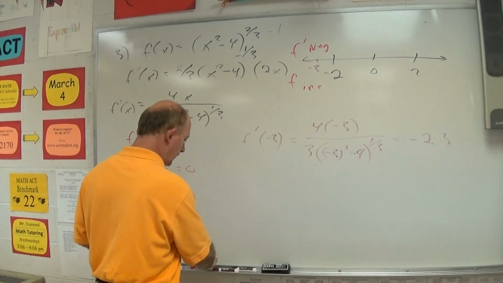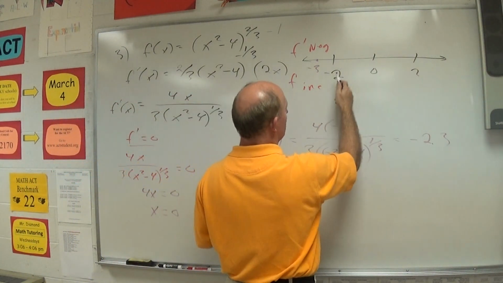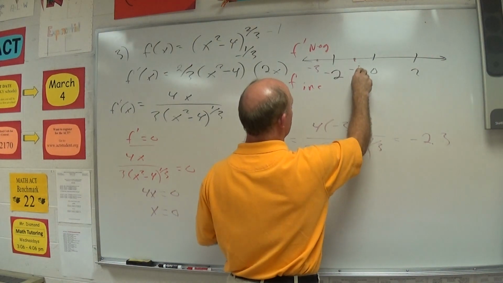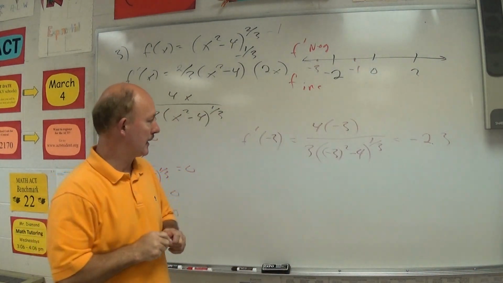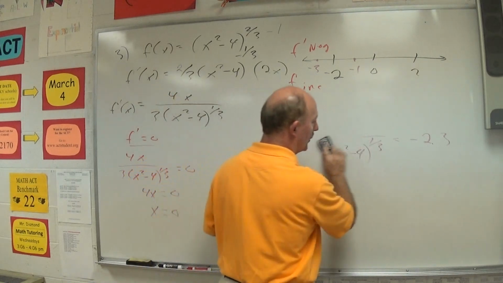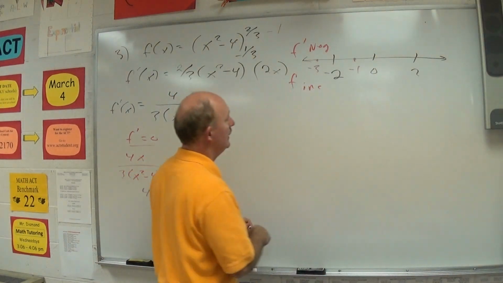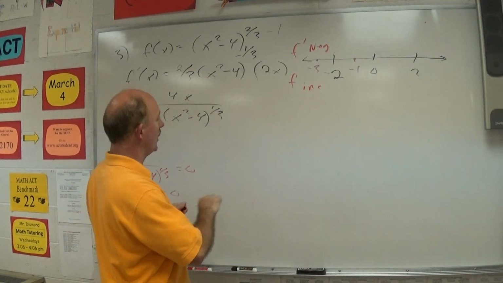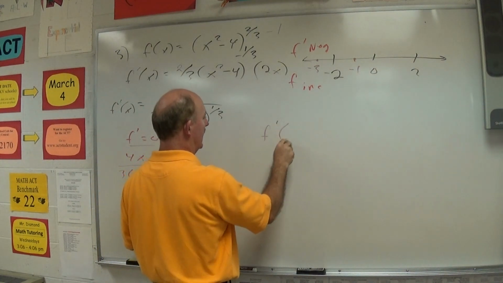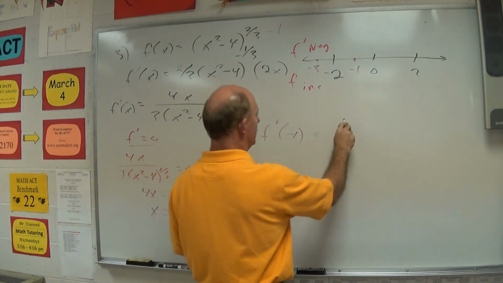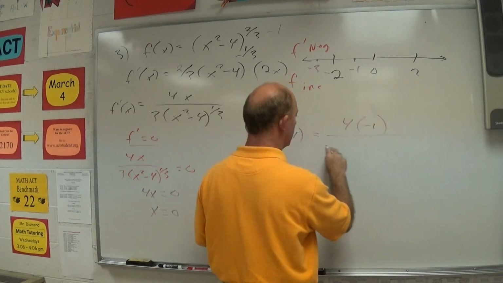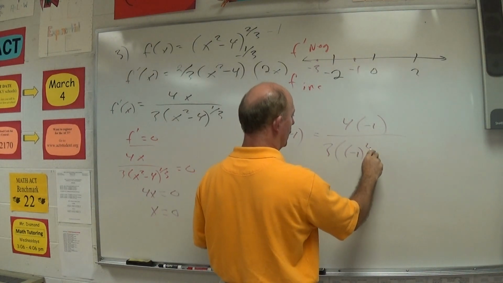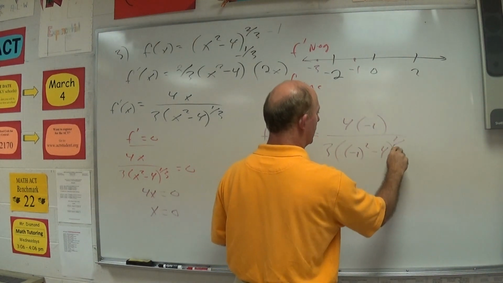All right, now let's try another test value. Let's try from -2 to 0. How about we try -1? Okay, let's see what the derivative is doing, what the graph is doing this time. So let's take the -1 and substitute it into our derivative. It'll be the derivative at -1, and this will be 4 times -1 over 3 times (-1 squared minus 4) to the 1/3 power.